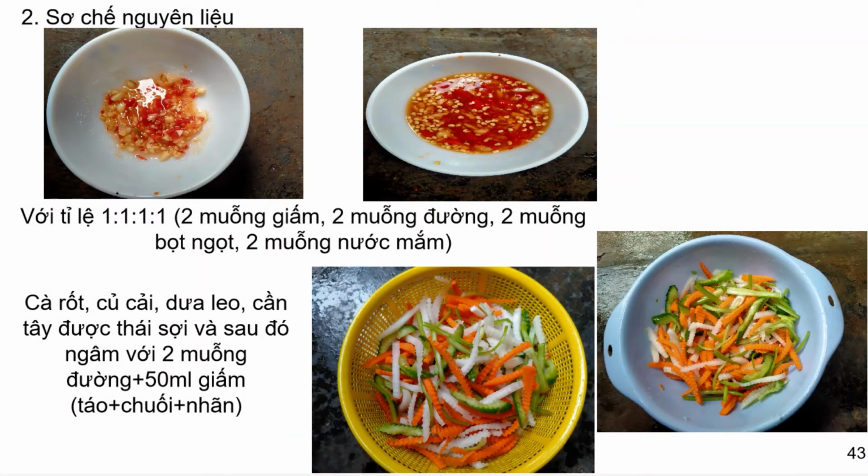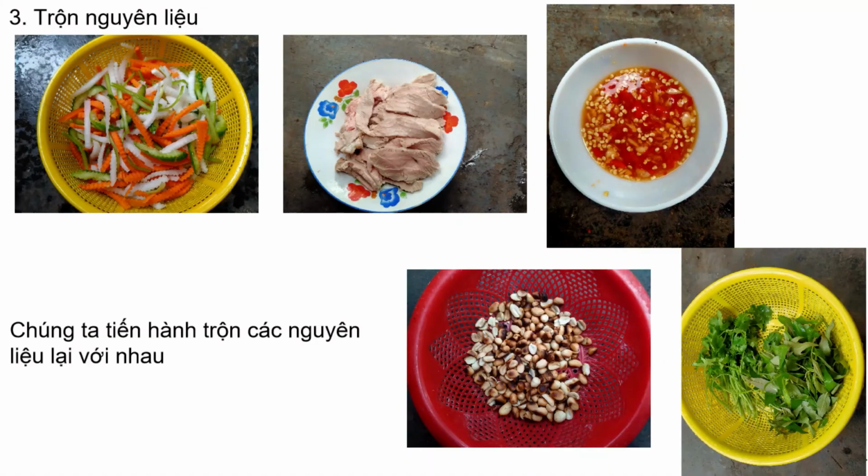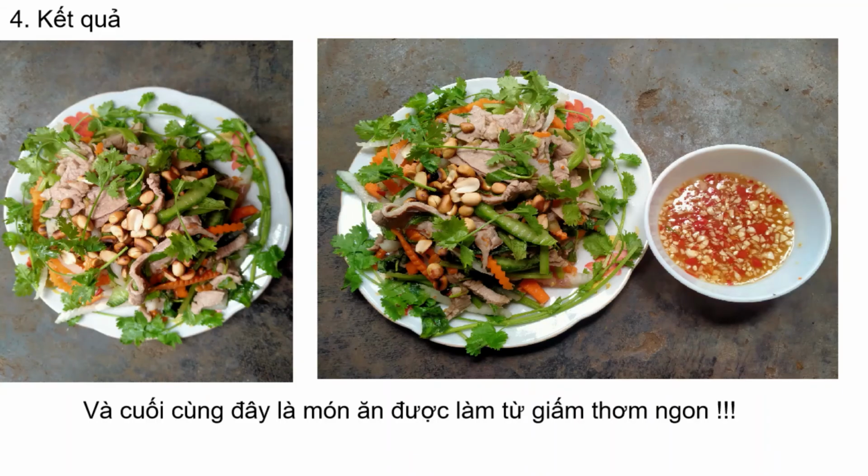1:1:1:1. 2 tablespoons vinegar, 2 tablespoons sugar, 2 tablespoons fish sauce, 2 tablespoons monosodium glutamate, garlic, chili. Carrots, radishes, cucumbers, celery are sliced and then soaked with 50 ml vinegar, 2 tablespoons sugar. Step 3. Mix ingredients. I proceed to mix the ingredients together in order. Step 4. As a result, we have a delicious salad made from vinegar.